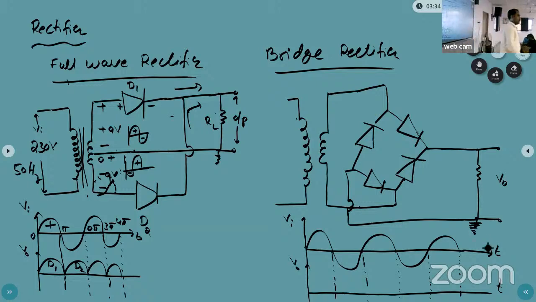Okay. Now here I can take pi, 2 pi, 3 pi, 4 pi, 5 pi, and 6 pi, and so on up to infinity cycles. Now you can apply the positive half cycle to the bridge rectifier. Now these diodes you can call D1, D2, D3, D4. Right? D1, D2, D3, D4.